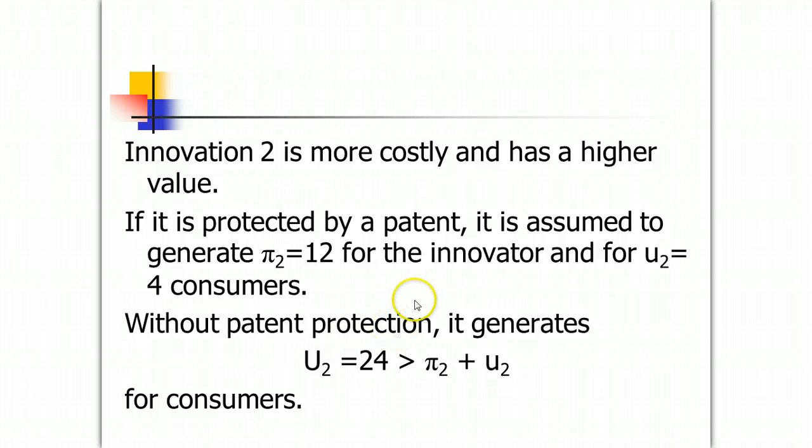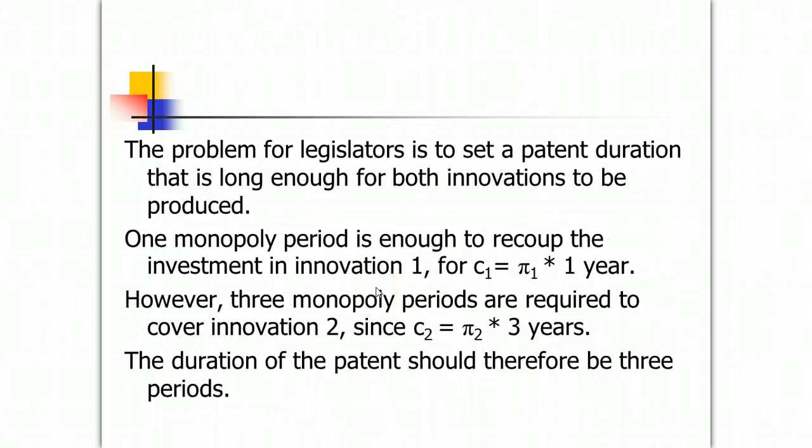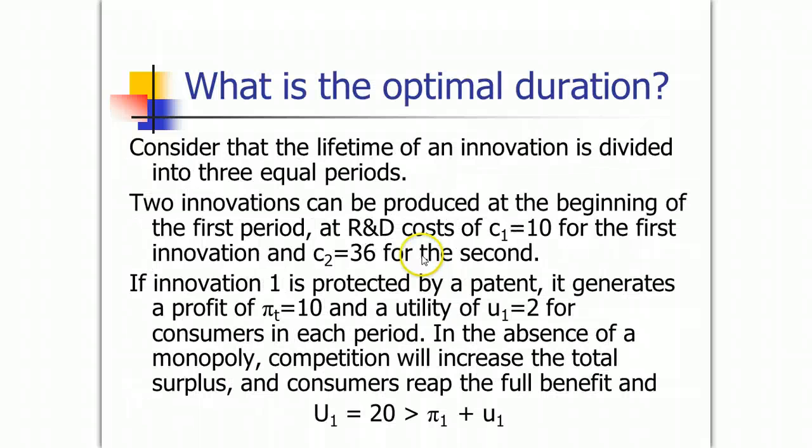Say, look, if you spend huge amounts of money on R&D, we'll give you a long time to get it back. So the problem for legislators is to set a patent duration that is long enough for both innovations to be produced. One monopoly period is enough to recoup the investment in innovation 1. Well, why is that? The cost of producing innovation 1 is 10, and the profit earned in the first year of it is also 10. So if you have a patent for one period for innovation 1, you can recoup your full R&D costs.